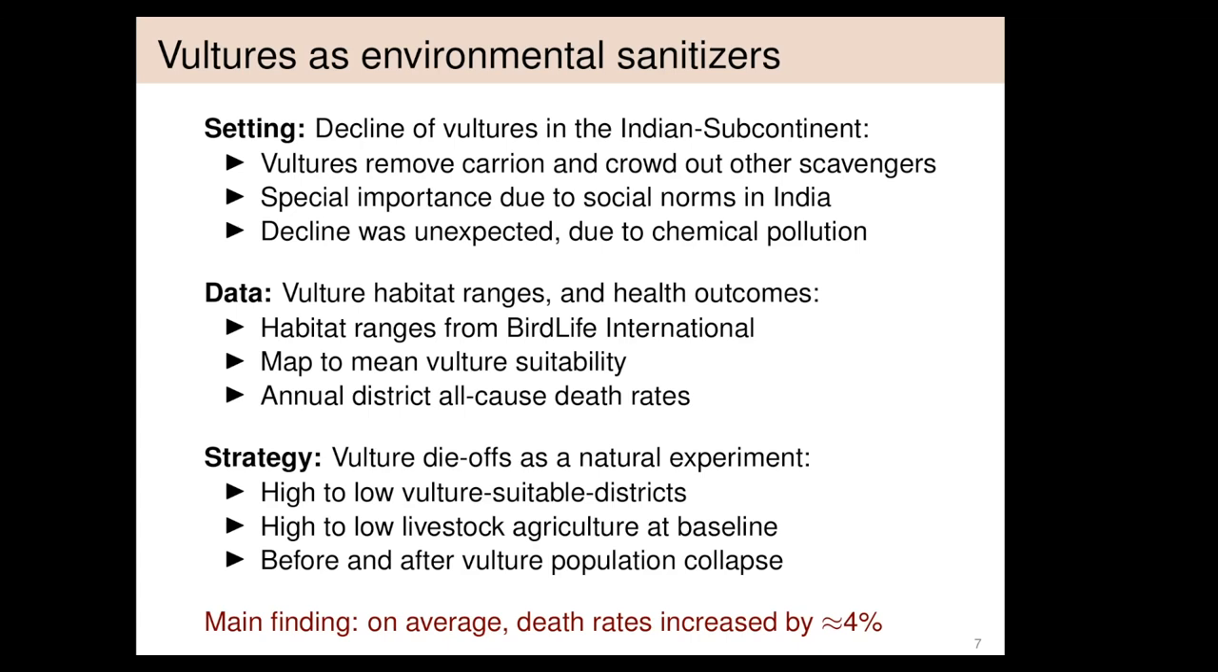In a triple difference strategy, we're also going to add a layer of livestock agriculture at baseline, because vultures are really important where there's a lot of livestock agriculture, because they're essentially the sanitation and waste disposal service that removes all those dead livestock animals. What we find on average is that in the years after vulture populations have collapsed, we see death rates in the high suitability regions about 4% higher than in the low suitability districts.